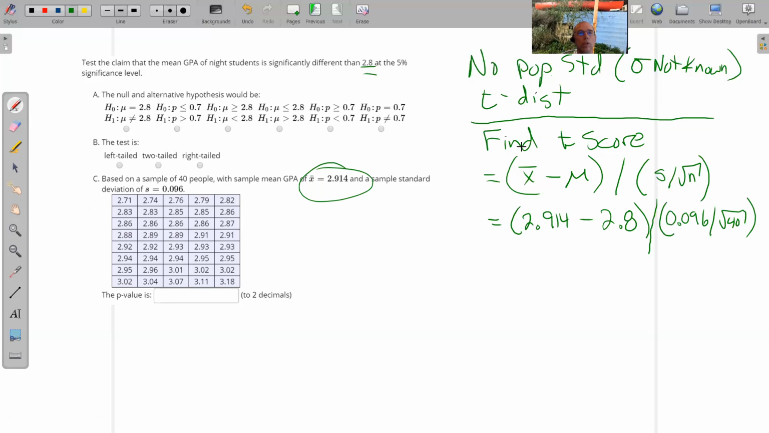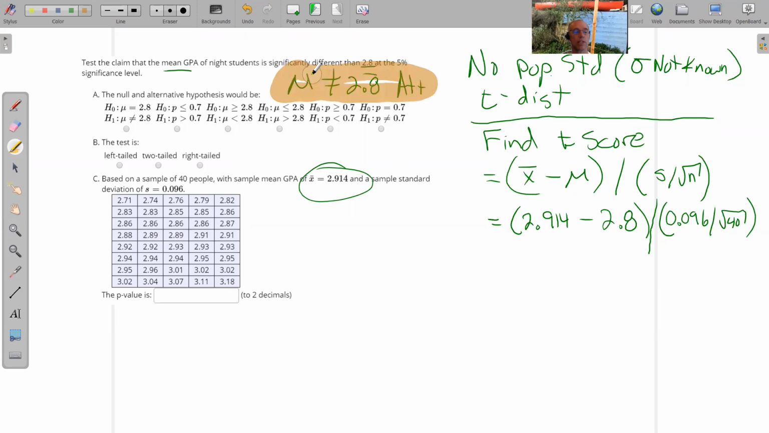Okay, so other things. I need to identify hypotheses. So let's think about this for a minute. Test the claim that the mean GPA of night students is significantly different. Okay, so different means not the same, not equal. So this sentence up here, translated into English, says mean, mu, significantly different, not equal, 2.8. Now, since this has a not equal in it, this must be the alternative hypothesis. So let's highlight that. And this is something we all struggled with, identifying which one is the null hypothesis and which one is the alternative.